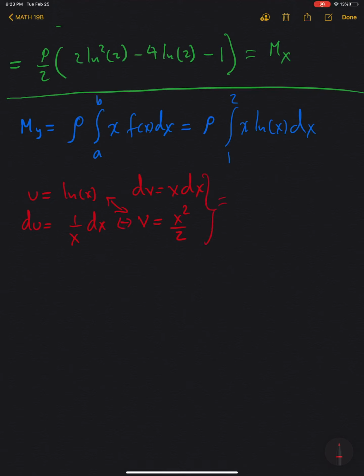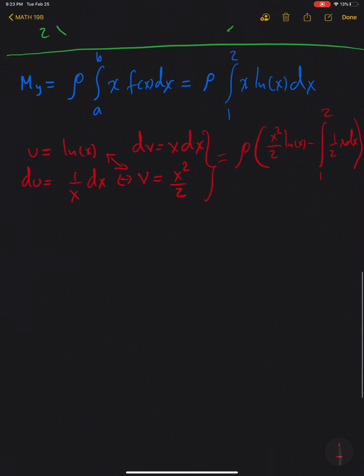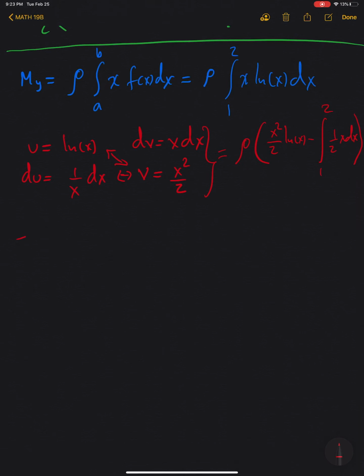So this will give us rho, and then applying the integration by parts will give us x squared divided by 2 times the natural log of x minus the integral of just 1/2 x dx. So this one actually is a lot better than the previous one, and we keep our same bounds. In other words, this becomes rho times x squared natural log of x divided by 2 minus 1/2 the integral of x, which is x squared divided by 2, and everything between 1 and 2.